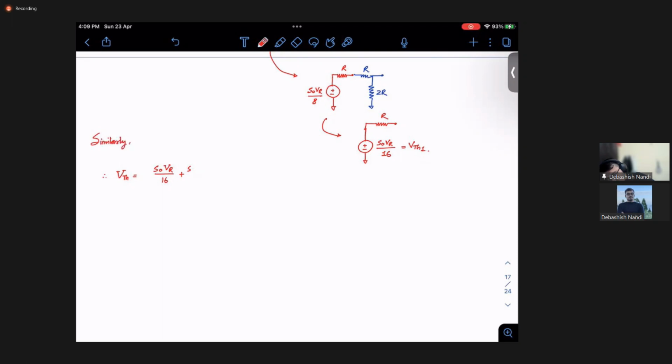Similarly, S1 VR by 8, S2 VR by 4, S3 VR by 2. Okay. So your VTH would be, if you take this common, VR by 16, it would be S0 into 2 to the power 0, S1 into 2 to the power 1, S2 into 2 squared plus S3 into 2 cube. Okay. So this is your VTH.